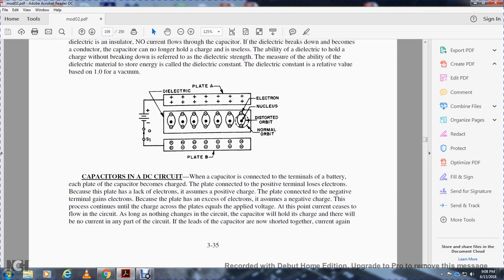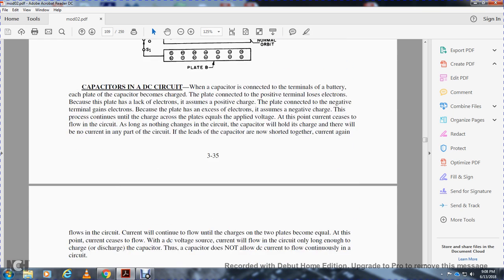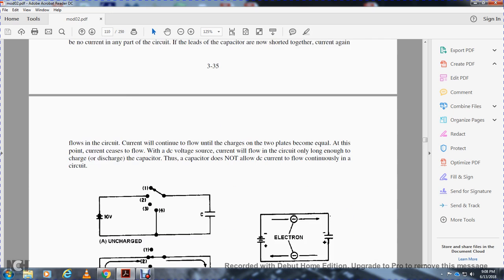If the leads of the capacitor are now shorted together, current again flows. Current will continue to flow until the charges on the two plates become equal. At this point, the current ceases to flow. The current will flow in the circuit only long enough to charge or discharge the capacitor. Thus, the capacitor does not allow DC current to flow continuously in the circuit.